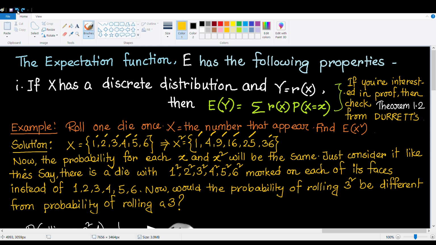Yes, they are. Now the probability for each of the elements of this capital X, which is denoted by small x, and the probability for each of the elements in X squared, which is denoted by small x squared, both of these probabilities will be same. Just consider it like this. Say there is a die with 1 square, 2 square, 3 square, 4 square, 5 square, and 6 square marked on each of its faces instead of 1, 2, 3, 4, 5, and 6. Now, would the probability of rolling 3 square be different from the probability of rolling a 3?